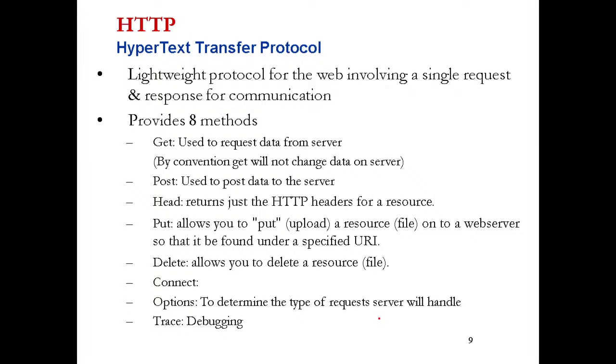Then HEAD returns just the HTTP headers for a resource, for what resources you are requiring or what resources have been used when you are transferring the data. PUT allows you to upload a resource file onto a web server so that it can be found under a specified URI. Then DELETE deletes the resource file. CONNECT is used to connect. OPTIONS determines the type of request the server will handle. And then TRACE is used for debugging. So there are 8 different methods which the hypertext transfer protocol provides to us to communicate with the server.